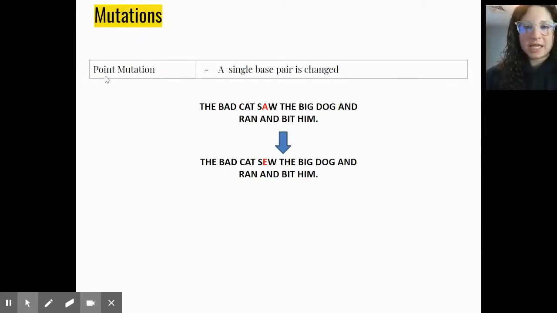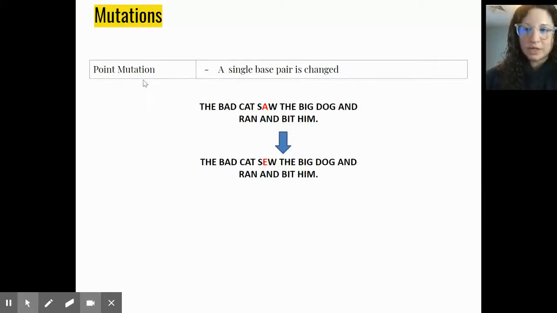So one type of DNA mutation is called a point mutation. This is what they were talking about with sickle cell anemia. So this is when a single base pair is changed, or it's a substitution mutation. A single base pair is changed in the DNA. So what you're seeing here is for our sentence, the bad cat saw the big dog and ran and bit him. If this A in saw is changed to an E, instead of reading correctly, the sentence is now going to read, the bad cat sew the big dog and ran and bit him. So the sentence no longer really makes sense, just because of that one change in letter or one change in nucleotide. So this is what you are seeing with something like sickle cell anemia.